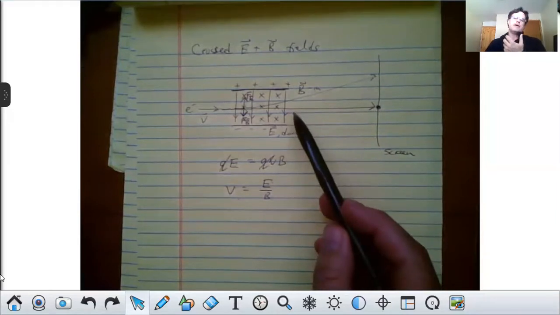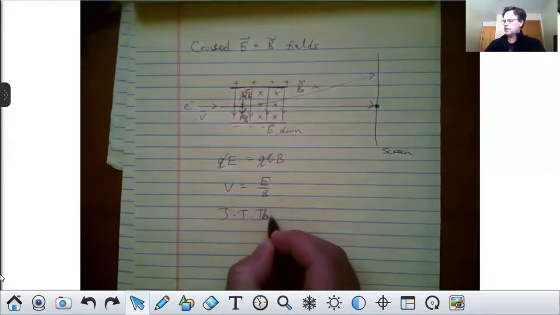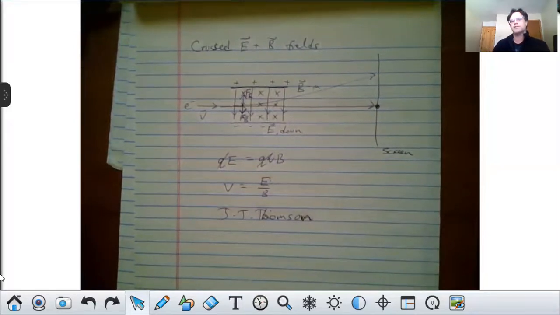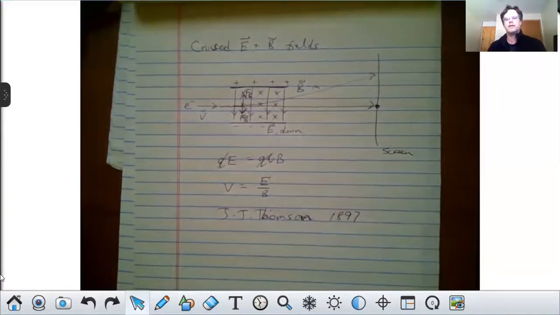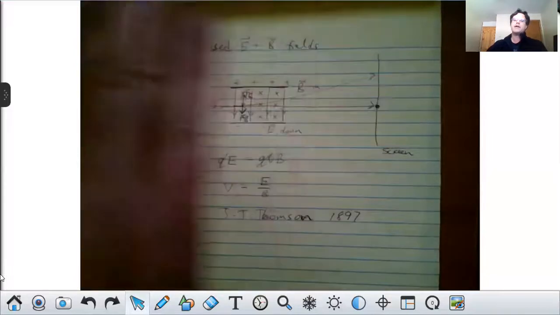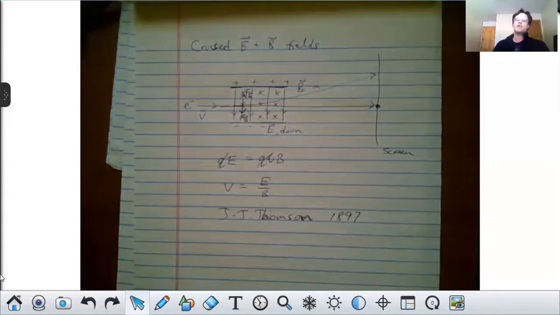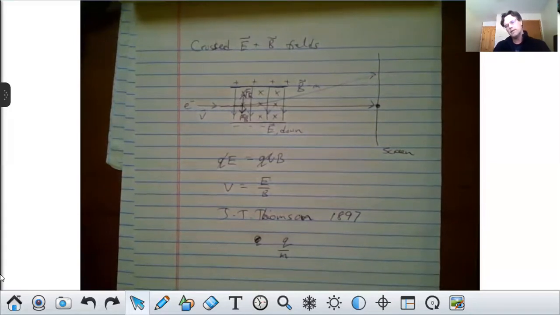This is kind of a simplified version of what J.J. Thomson did to discover the electron. That's J.J. Thomson, in 1897. He used the crossed electric and magnetic field to measure the size of the circle or where it hits on the screen. And then going back from that, was able to get the charge to mass ratio of the electron. So if you want to read about J.J. Thomson, I won't go into more detail on that, but magnetic fields are essential for studying subatomic particles.